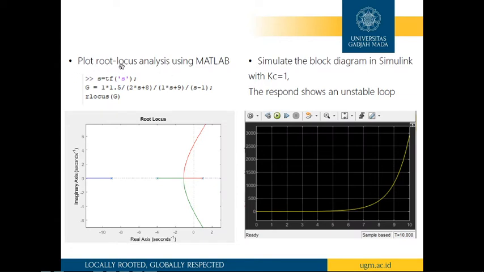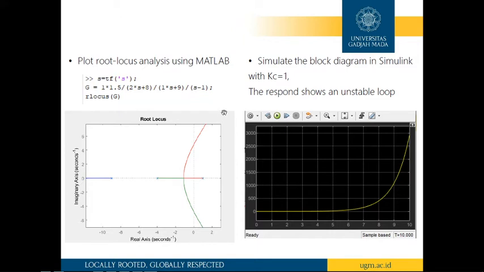Next, plot the root locus analysis using MATLAB, where s is equal to the transfer function of s, and G is the G open loop given from the question, and we plot the root locus diagram of the G open loop. Then we get the root locus plot. This root locus plot is for the third order open loop process, where the second and first order have a different type of diagram on the root locus.